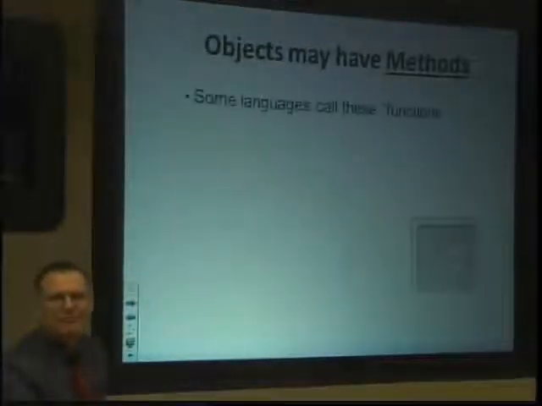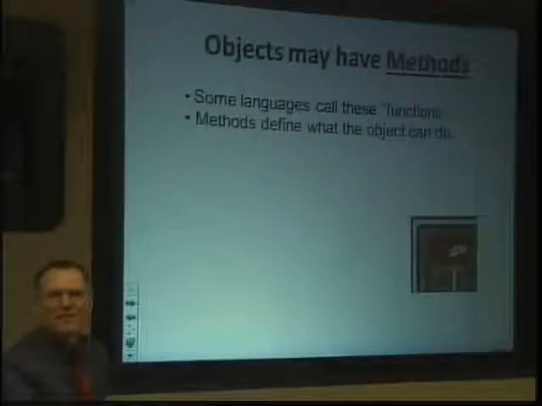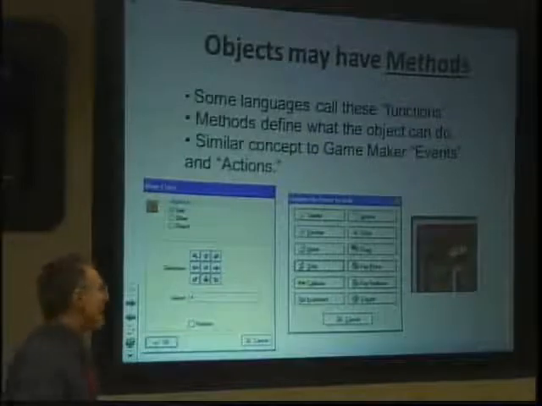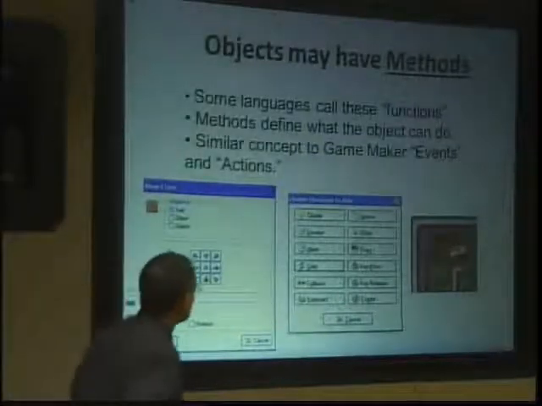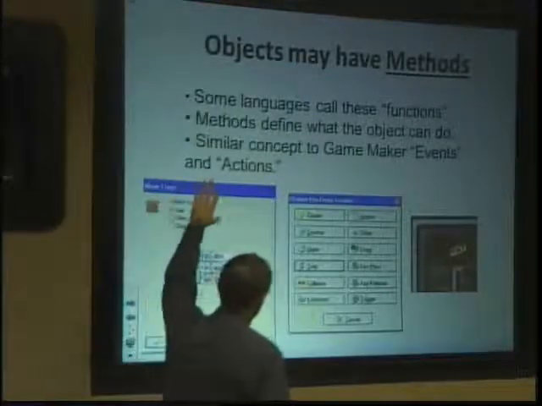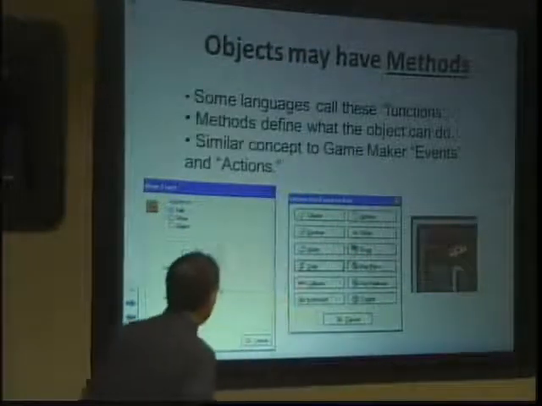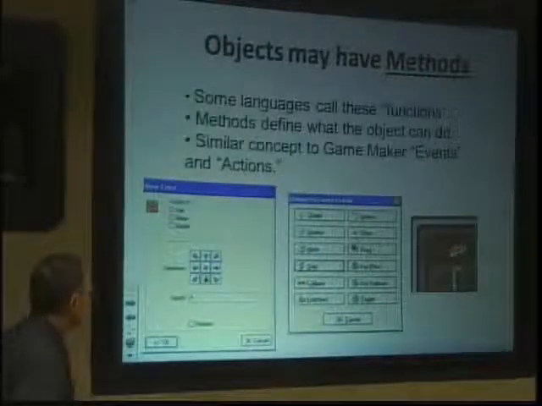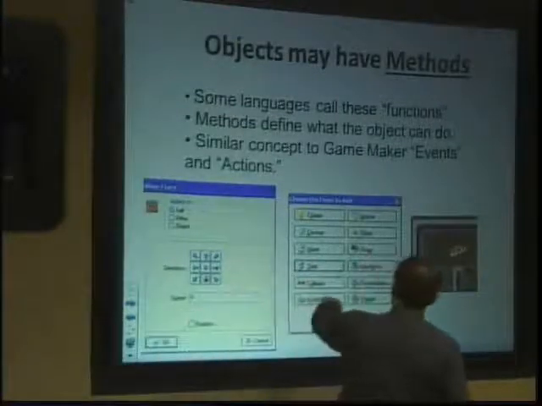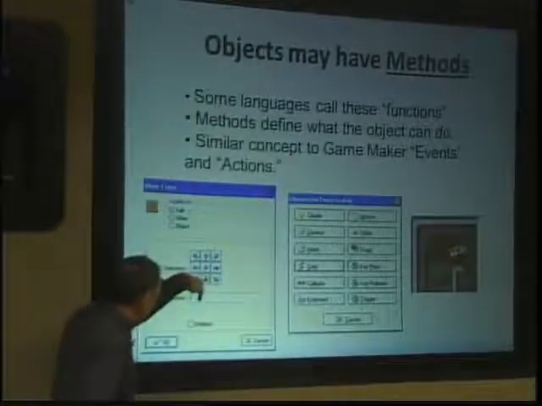Now, objects may have methods, although some languages call them functions. Methods define what an object is able to do. It's a similar concept in GameMaker's events and actions. So you would have a move fixed action related to an event like a key press or a collision or something like that. In this case, a koala, if I had a keyboard action down, I would move fixed speed 4 in the downward direction.